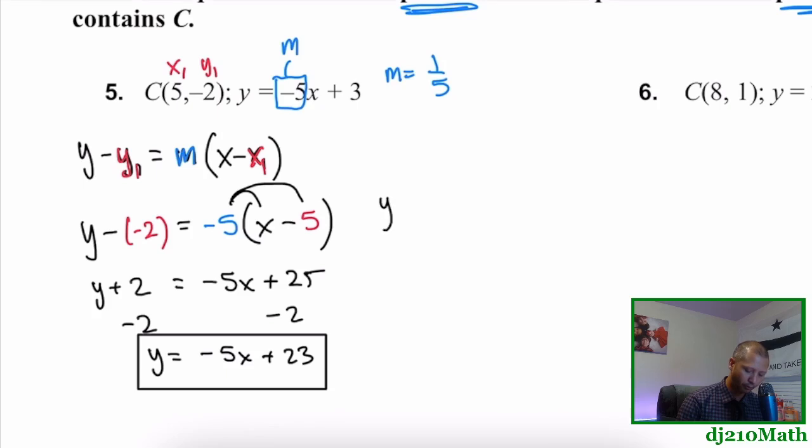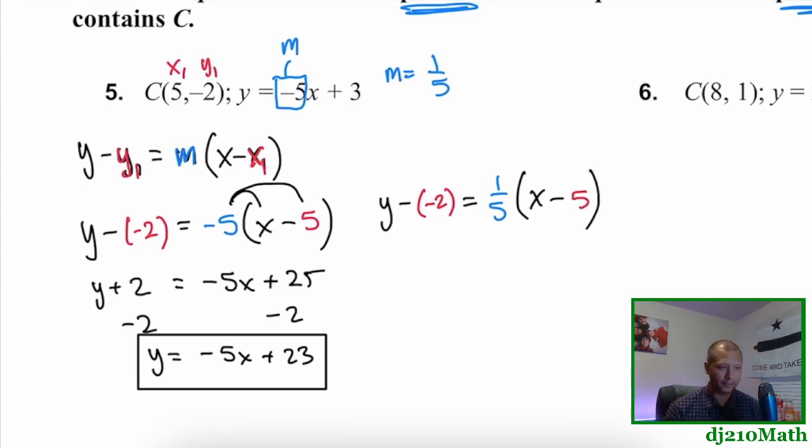So we're starting over. Y minus y1, again, y1 is negative 2, equals the slope of positive 1/5 now, times x minus 5. So we rewrote the exact same equation except with a different slope, a slope that'll make it perpendicular.